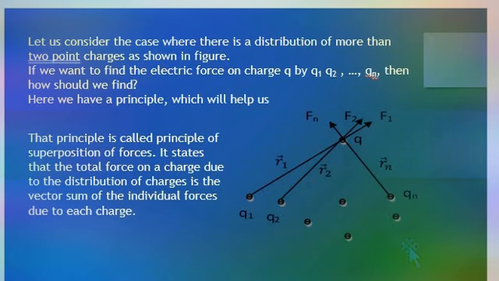Okay, so now what does it state? Suppose F1 is the individual force due to Q1 on Q, F2 is the individual force due to Q2 on Q, and Fn is the individual force on Q due to Qn. Individual force means if there were no other charge. That means F1, the individual force due to Q1 on Q, means only Q1 and Q are present, and the other charges are absent. Clear?